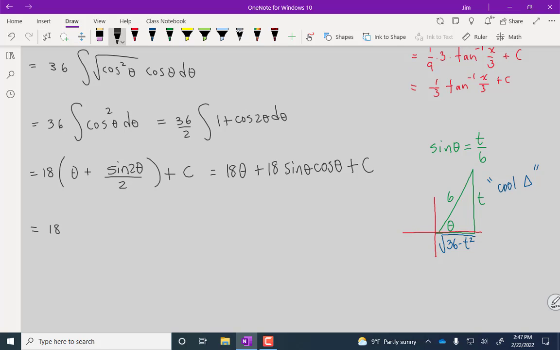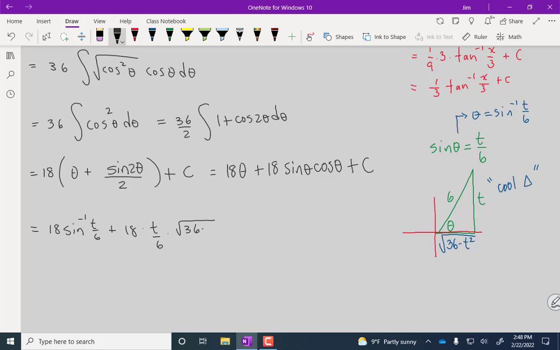So 18 theta. Well, notice this. Theta, right here, we can solve this for theta. Theta is the inverse sine of t over 6. That's what theta is equal to from our original substitution. So we're going to have 18 inverse sine of t over 6 plus 18 times sine of theta. Well, that's t over 6, times cosine of theta. The only way we can get cosine of theta is to look at our cool triangle and say, oh, cosine is adjacent over hypotenuse.